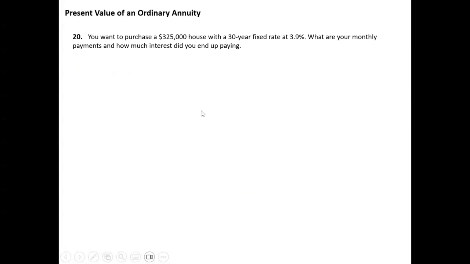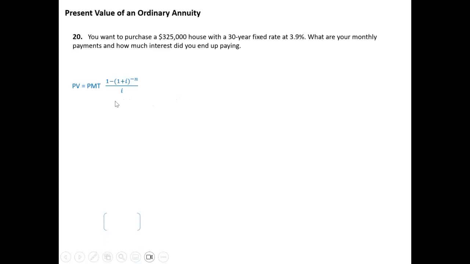Now, number 20, which is the last one. This is one of my favorite ones because this is where I show my students how, when you purchase a car or a house, you can get your monthly payments. So that's what we're doing here on number 20. It says you want to purchase a house for $325,000 with a 30-year fixed rate at 3.9%. What are your monthly payments and how much interest did you end up paying?